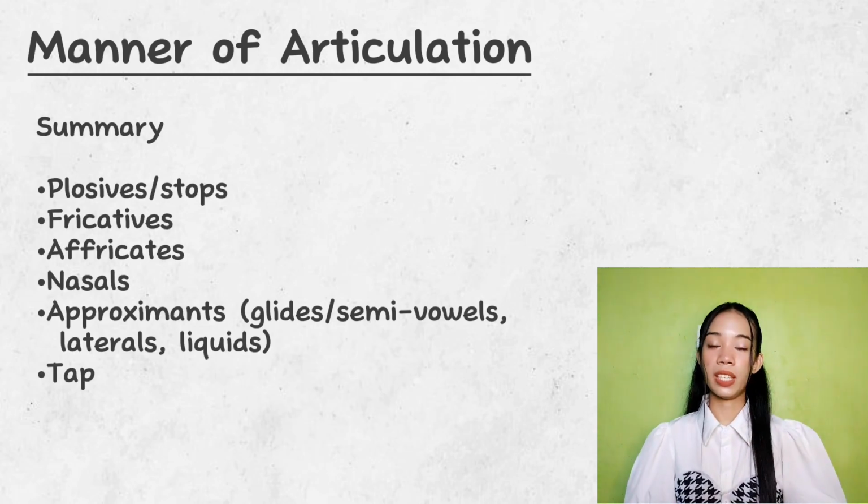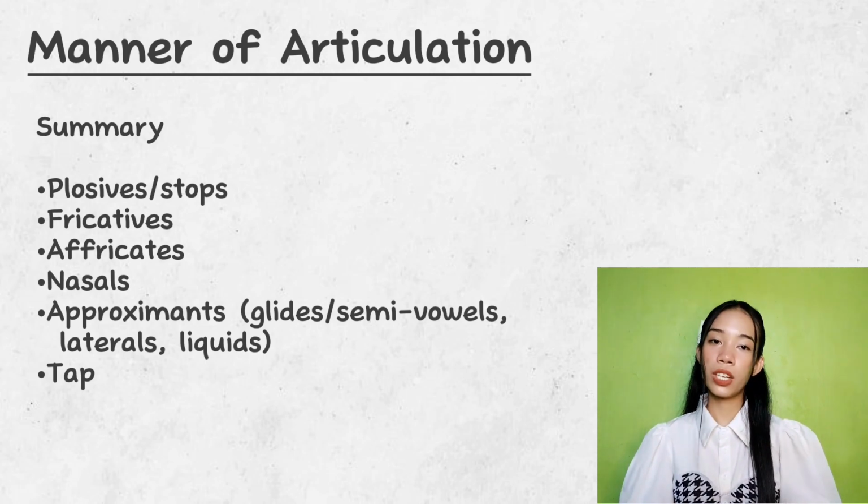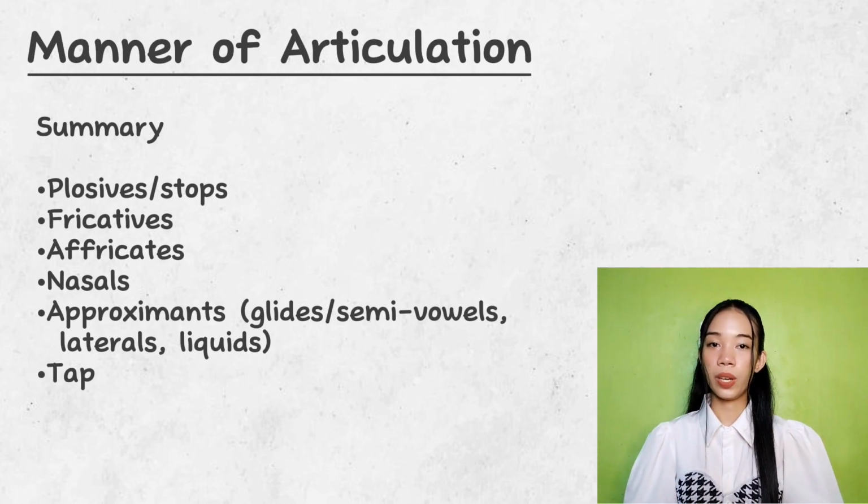So here's a summary. Again, we have the different manners of articulation of all the sounds in English. We have plosives, also called stops. We have fricatives, those were the two big groups, and then we have affricates, which were a combination of plosives and fricatives, and there were only two. And last but not least, we have one tap sound, the flap T.